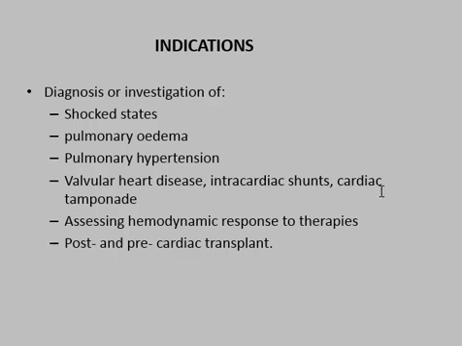Indications: why do we do a right heart catheter? It's for diagnosis and investigation of shock states, pulmonary edema, pulmonary hypertension, valvular heart disease, intracardiac shunts, cardiac tamponade, and for assessing the hemodynamic responses to different therapies, and for pre- and post-cardiac transplant, particularly in our hospital. And there's a host of other reasons that we want to do it.